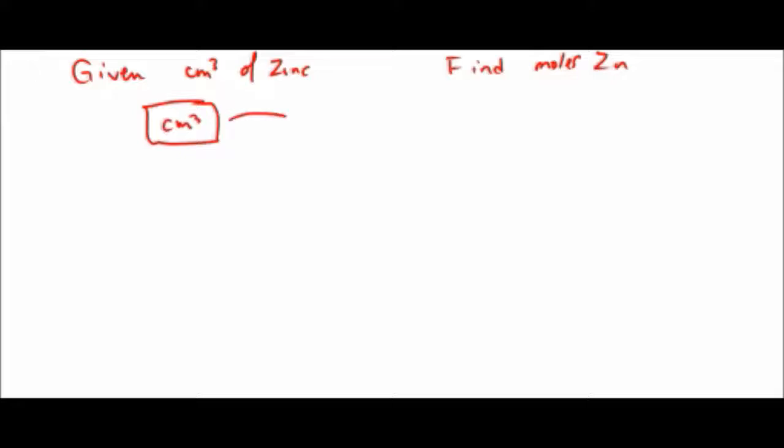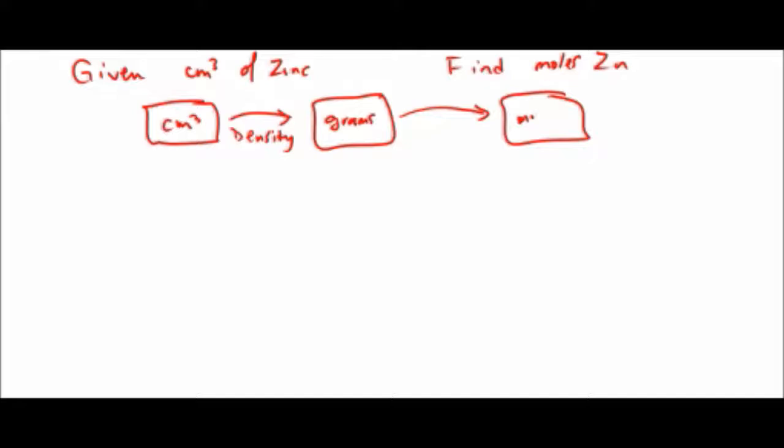From your periodic table, you should be able to see there's a direct line between cubic centimeters and grams. That line would be using density. And there's also a direct line between grams and moles. That would be using molar mass. So by breaking it into two steps, each step is clearly defined. Now we can actually do the mathematics.